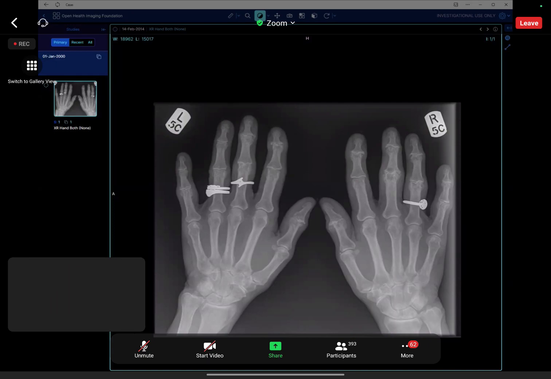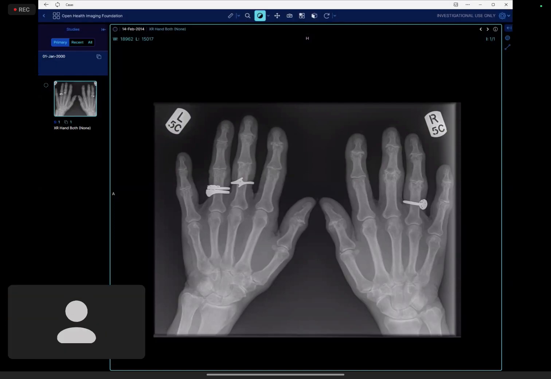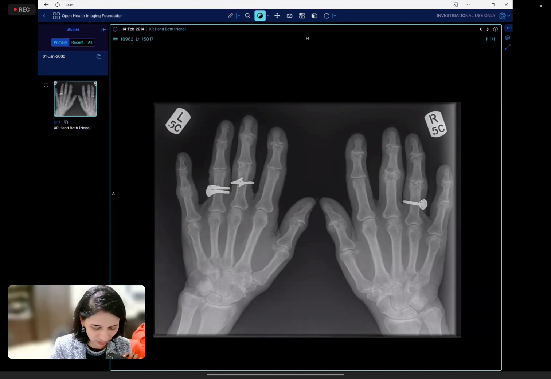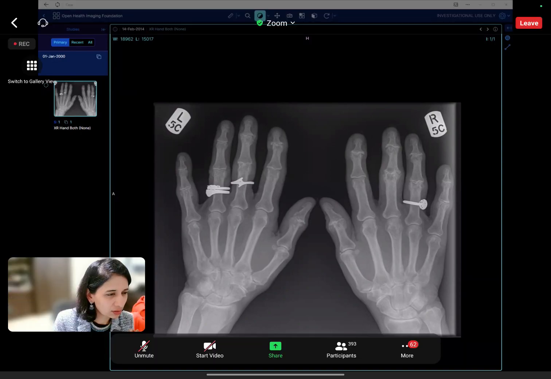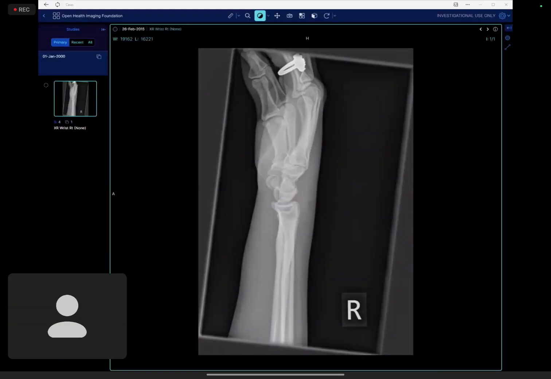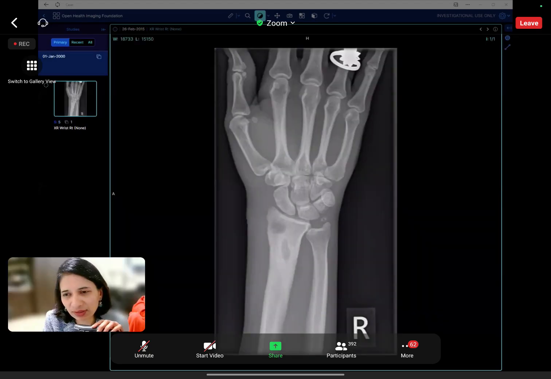Well done. So candidate number 4, please. Yes, doctor. Good evening. Good evening. So we will start off with your first case. So case number. So I'll show you the AP first, and then I can show you the lateral.